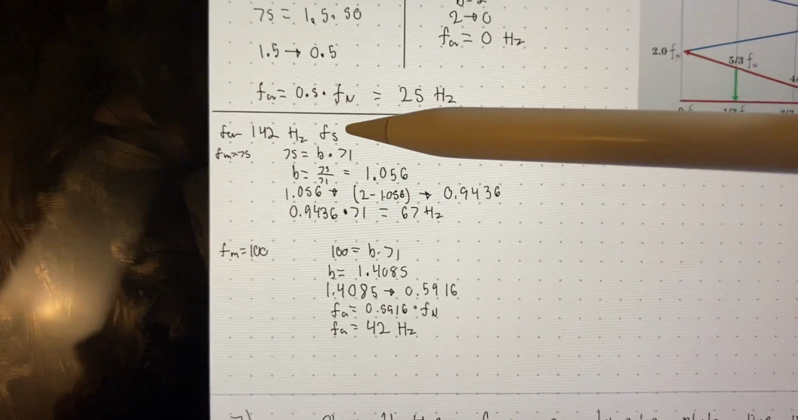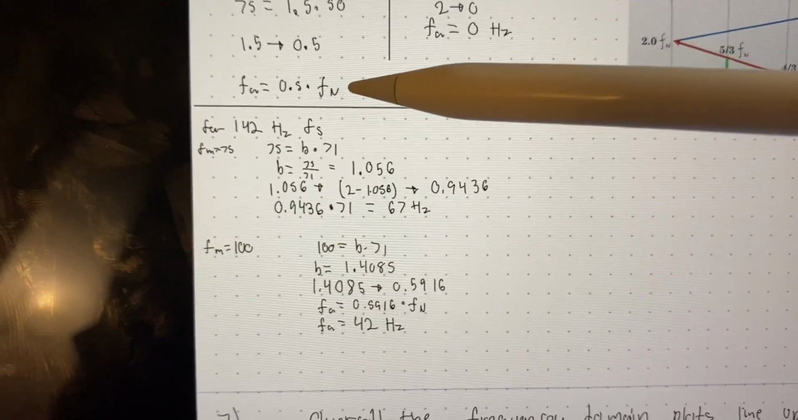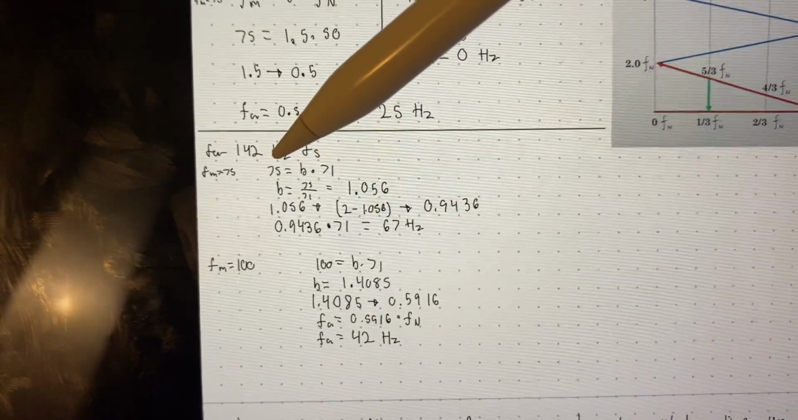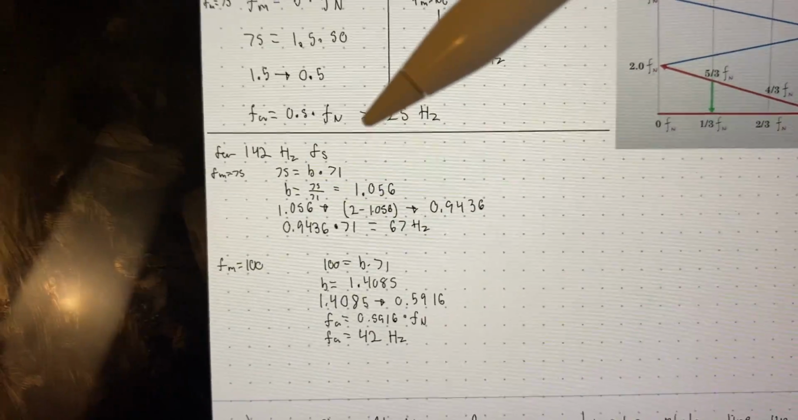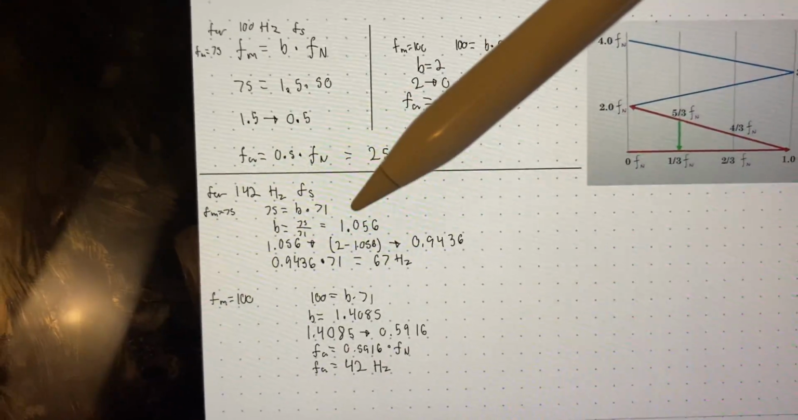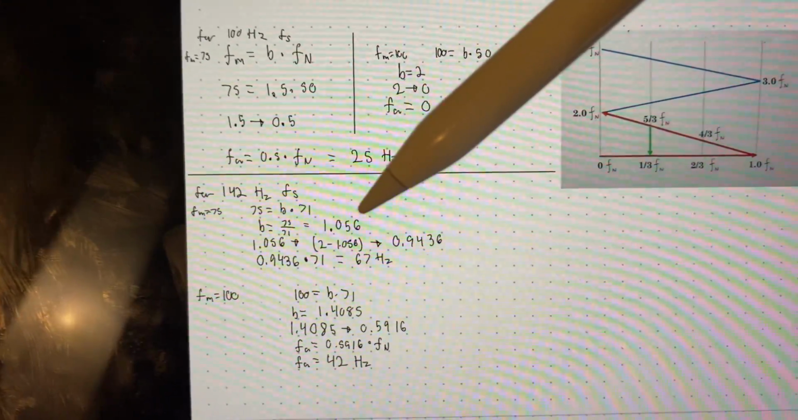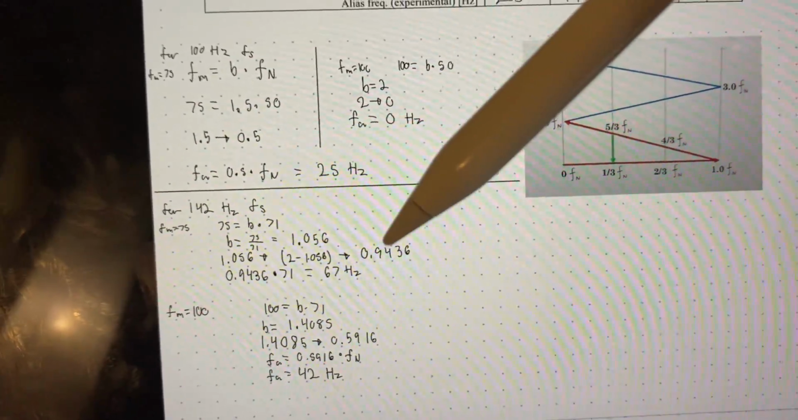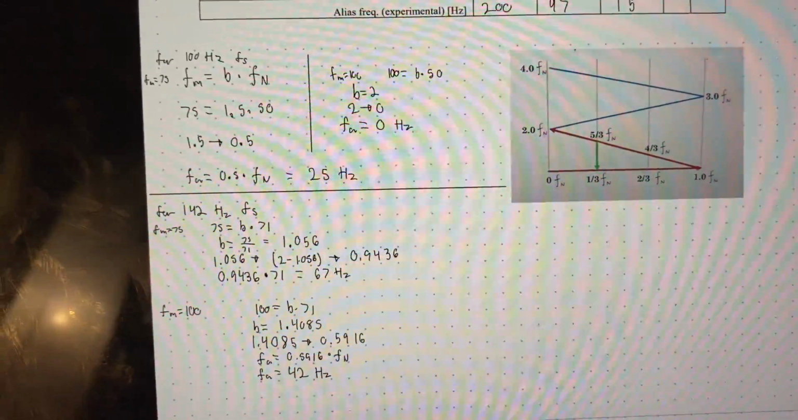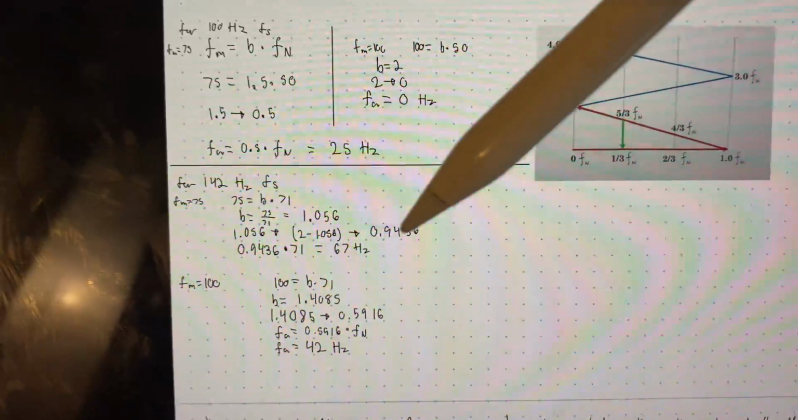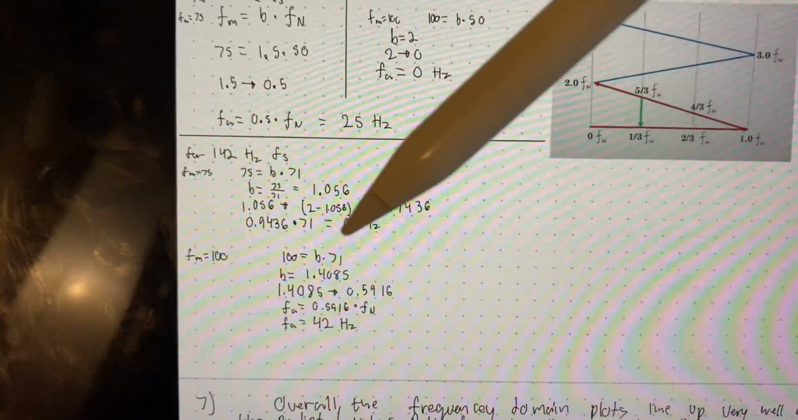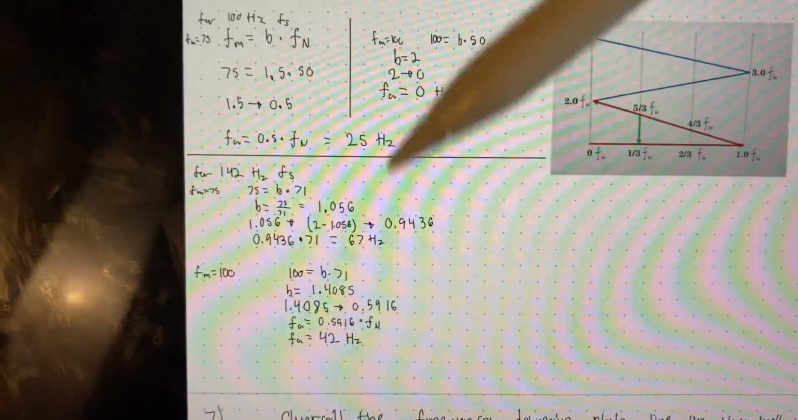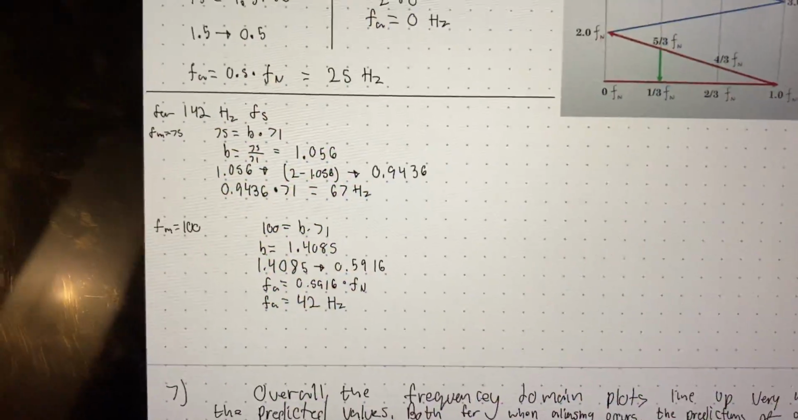So you can see an example of my work for finding the theoretical aliasing frequency. For a sample frequency of 142, 75 equals B times the Nyquist frequency of 71, which is 142 over 2. So then B would equal 1.056, which, using the folding diagram from your slides, would lead to 0.9436. 0.9436 times the Nyquist frequency of 71 Hertz leads to a theoretical aliasing of 67 Hertz.